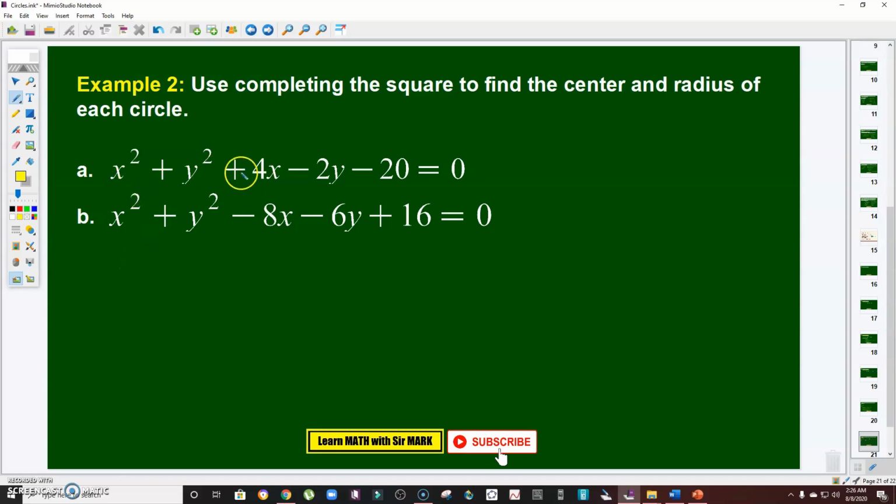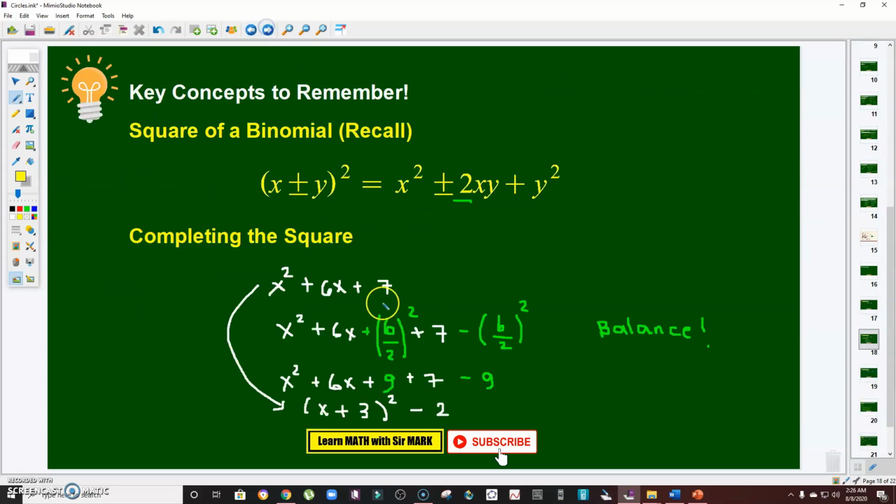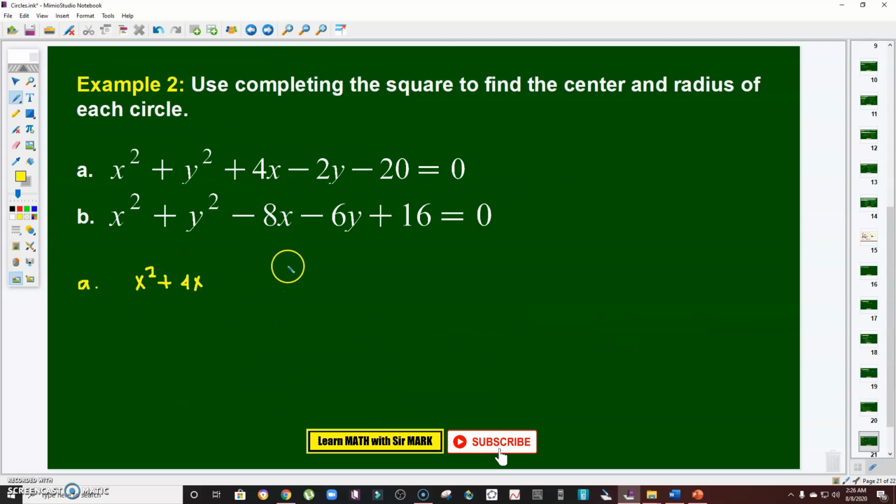Again, I'm not going to rewrite the problem. What I'm going to do here in letter A is group the terms that have x, then I'm going to give space here. Look at how I did this. I give space so I can put something here. Right? So that's what I'm going to do here. Plus y squared, minus 2y. And then I separate the constant.